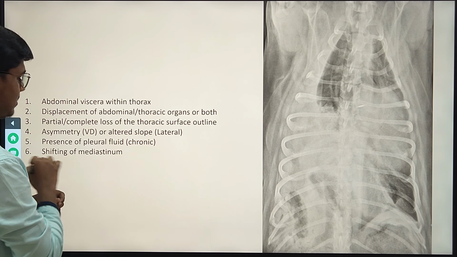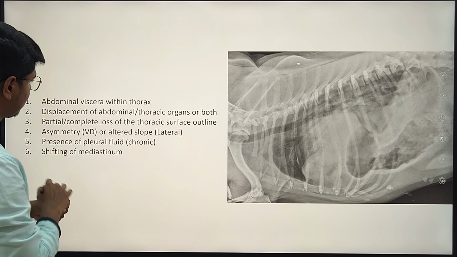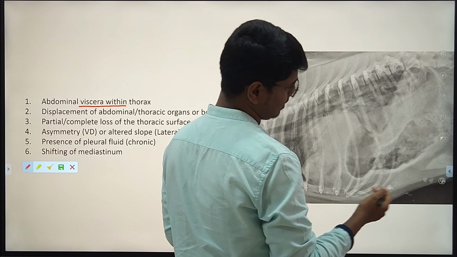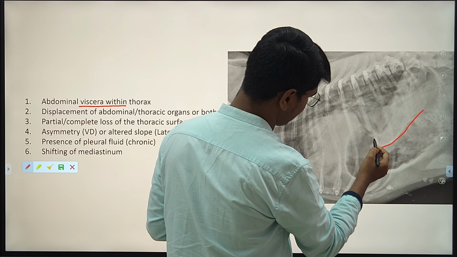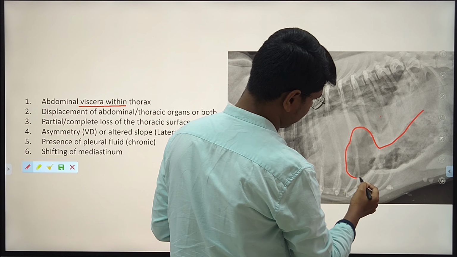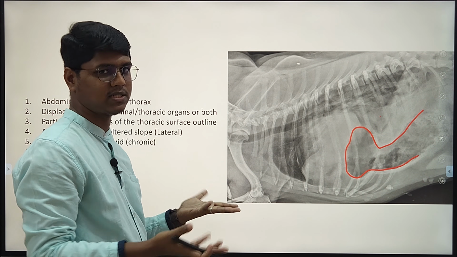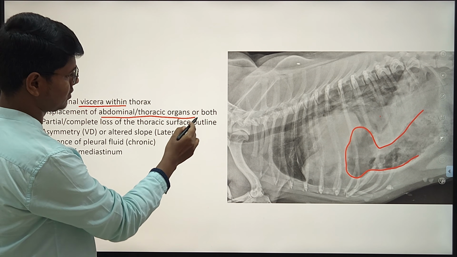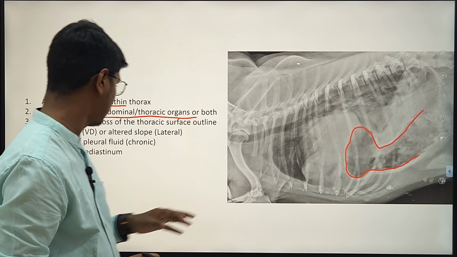This one is another case. First one is abdominal viscera within thorax. Let us see this radiograph. Yes, it is conclusive here also. Can you see the stomach has been herniated? Due to the presence of gas in the stomach, this is the conclusive sign that this is diaphragmatic hernia. Displacement of abdominal or thoracic organs or both: from the lateral view, we cannot say whether this has been displaced or not.